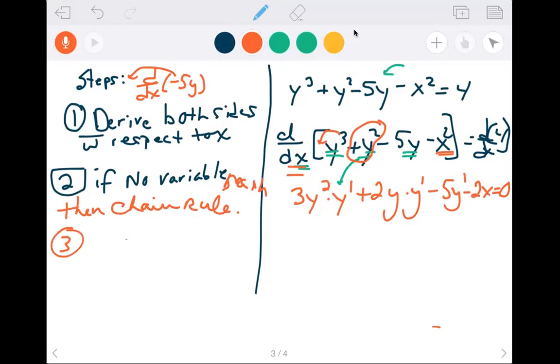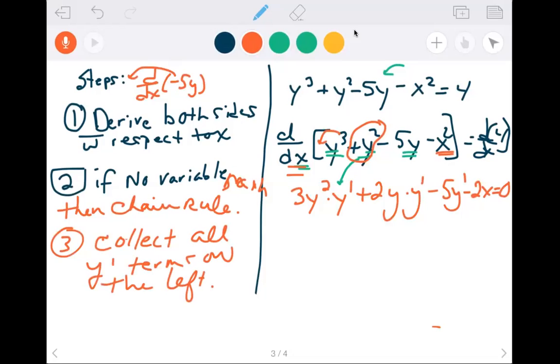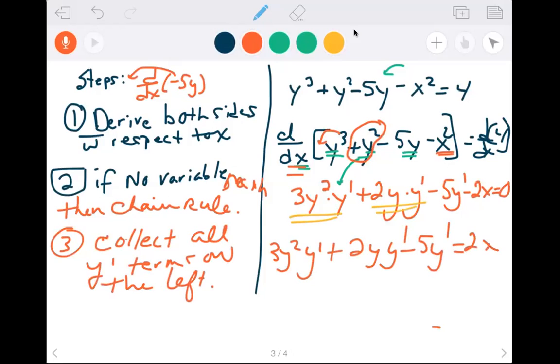Step 3. What would it be? Let's consolidate or collect. Collect all y prime terms on the left. Okay, so let's go up there. We want to keep this guy on the left. 3y squared y prime. That's got a y prime in it. We want this guy to stay on the left. So plus 2y y prime minus 5y prime, but the 2x is going to move over.